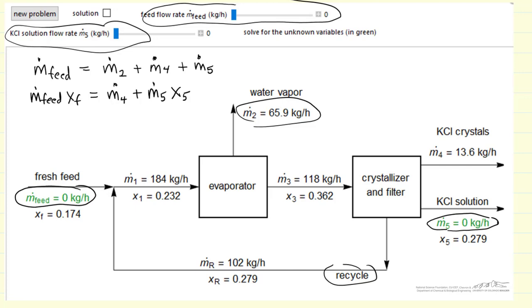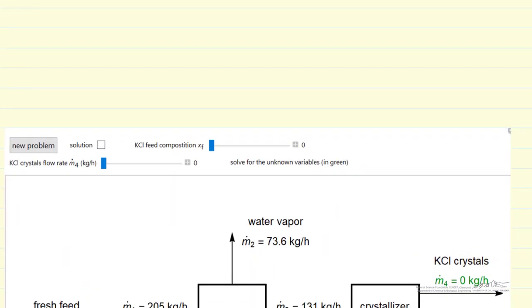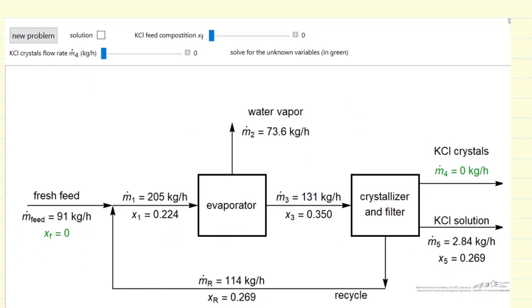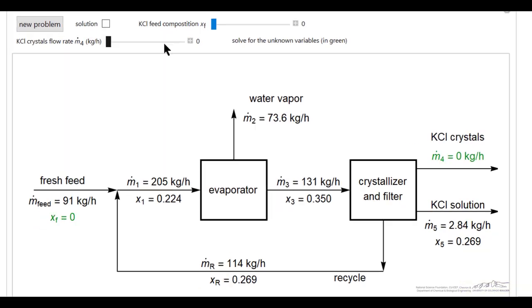Now when we hit new problem, it comes up with different numbers, and it also can come up with different unknowns that we're trying to solve for. So here's the simulation, and in this case you can see we have the mass flow rate of the crystals unknown and the mole fraction.